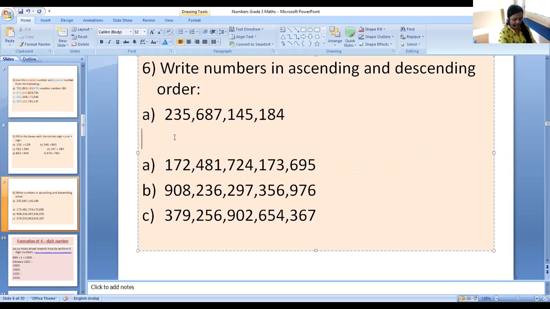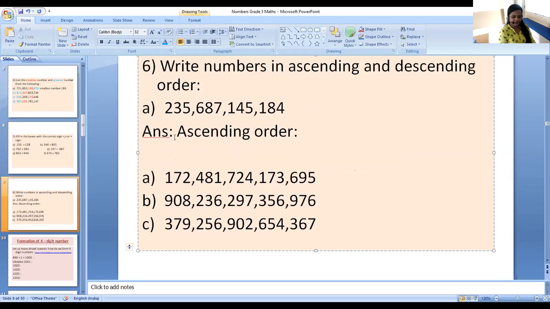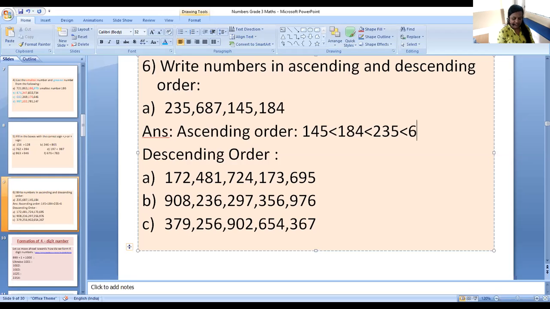So I would solve one of the questions for you. When we say ascending order, what do we mean by ascending order? Absolutely right. Ascending order is the ordering of numbers from smallest to biggest. So we need to identify which is the smallest number amongst these. We have 100 on the board, but based on the tens, we would arrange this as 145 is the least. The next in increasing order would be 184. The third number would be 235, whereas the highest would be 687.